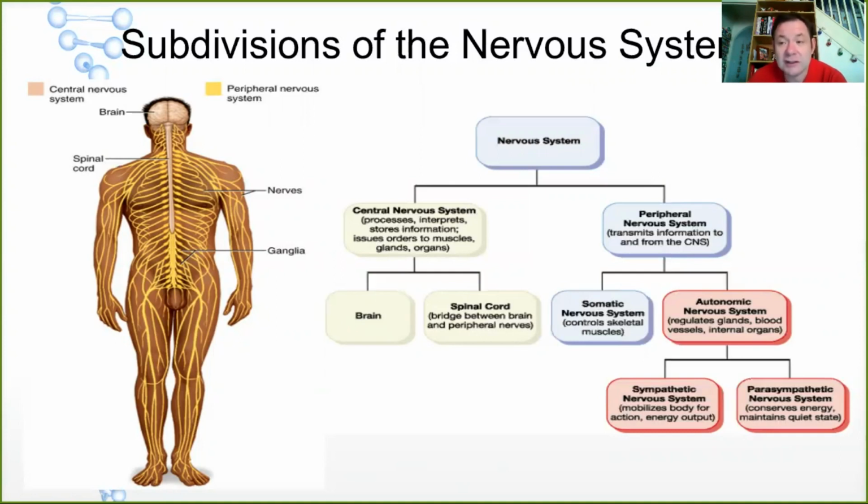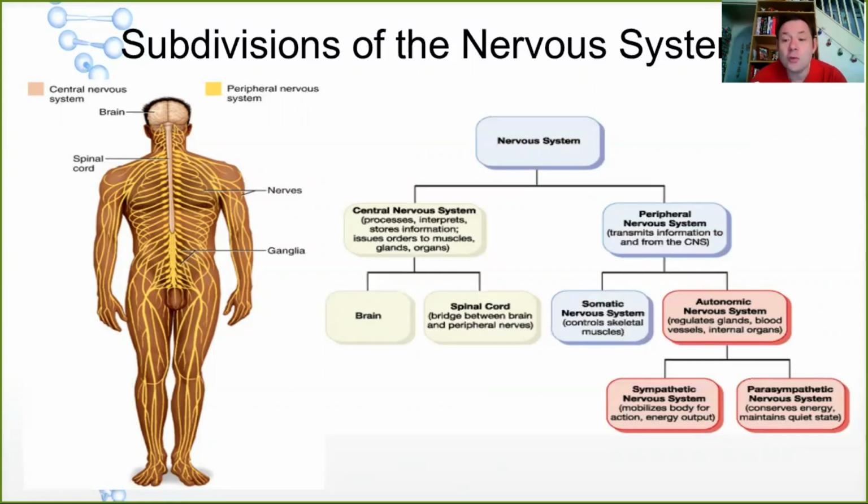The peripheral nervous system can be divided in two as well. The first division is the somatic branch of the peripheral nervous system. The somatic branch is responsible for any conscious movement of the body. So if I choose to move my hand or my mouth or my body, that is my somatic nervous system. It's a part of my nervous system I have conscious control over.